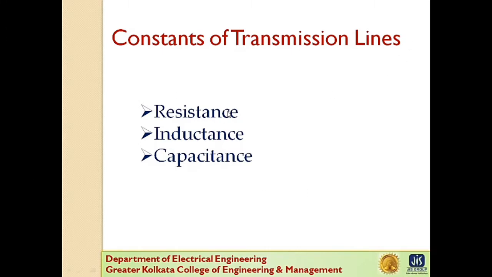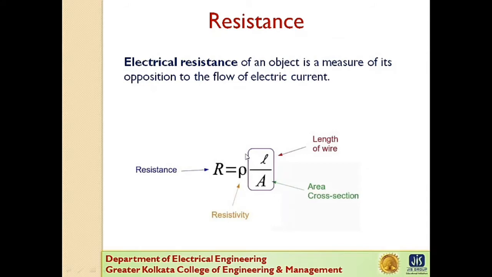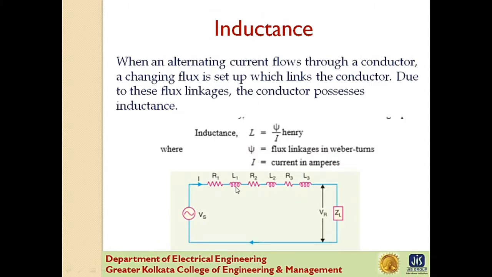Now we will discuss one by one. First one is the resistance. What is resistance? You all know. It is the opposition of the line conductors to current flow. What is the unit of resistance? It's ohm. Now, what is the formula of resistance? Resistance equals rho L by A, where rho is the resistivity, L is the length of the wire and A is the cross-sectional area. Resistance is uniformly distributed along the whole length of the transmission lines.